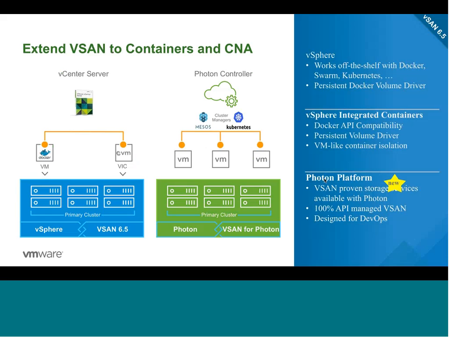You can directly utilize VSAN for containers and CNA, cloud native applications, for example Kubernetes, Swarm, Docker environments. You can configure VSAN as a persistent Docker volume driver. You can utilize it through vSphere Integrated Containers. Photon Platform is integrated with this VSAN environment. So with 6.5, you can directly utilize VSAN for all these environments, right?